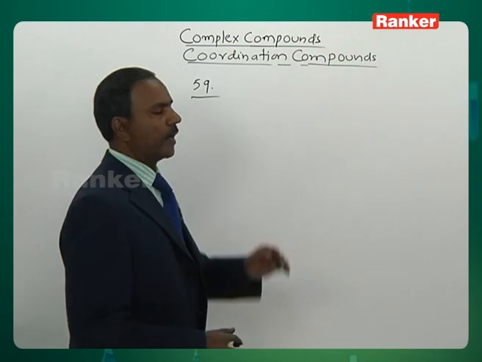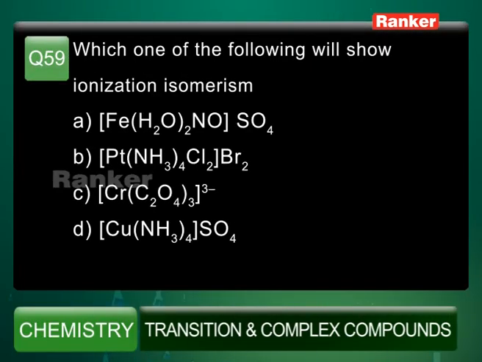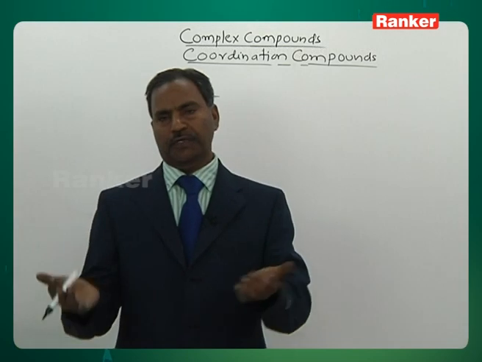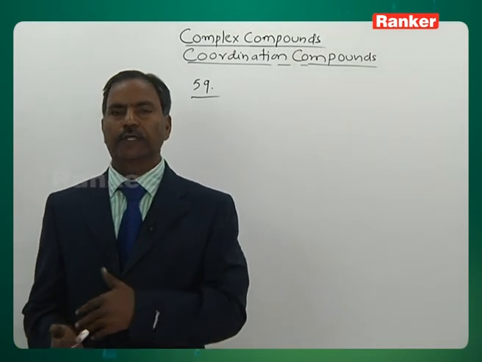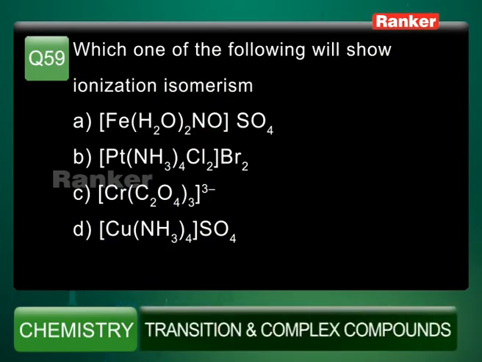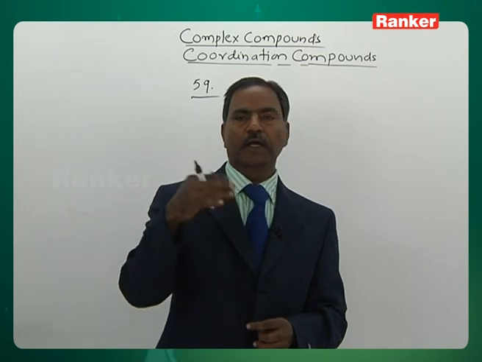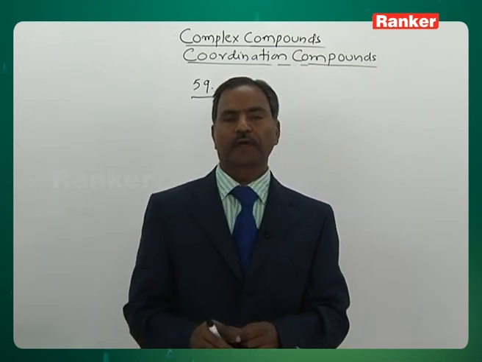Coming to question number 59. Which one of the following will show ionization isomerism? See, we have discussed isomerism. Under ionization isomerism, there should be an exchange of anionic ligands, then only ionization isomerism is possible. Coming to option A, inside is positive and SO4 is negative. So, inside is a positive ligand, outside is a negative ligand, that will not exhibit it.